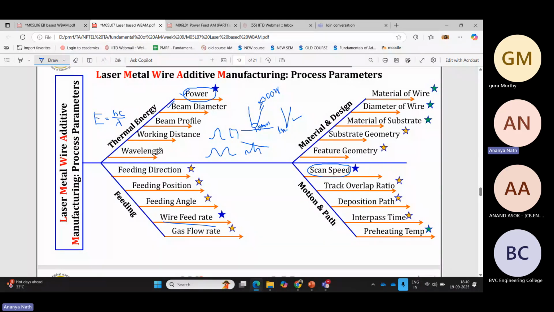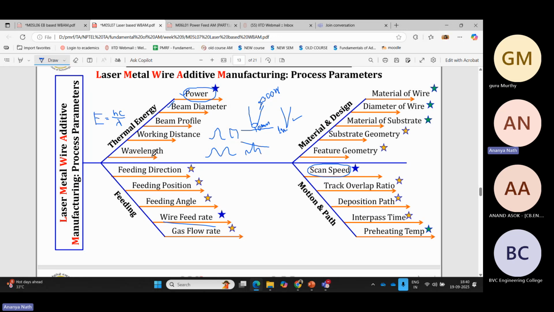So it's not a process parameter, wavelength, but if you are using a different setup, a different laser source, then you can have different properties of the printing, different process parameters as well. Then comes the feeding. So feeding direction, feeding position, angle, these all come under the directionality of the printing. Wire feed rate is important along with the gas flow rate. Gas flow rate will help us avoid the oxidation without disturbing the melt pool.